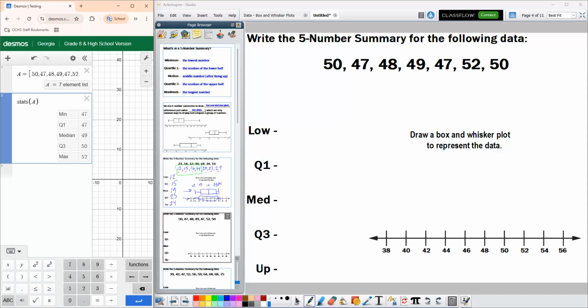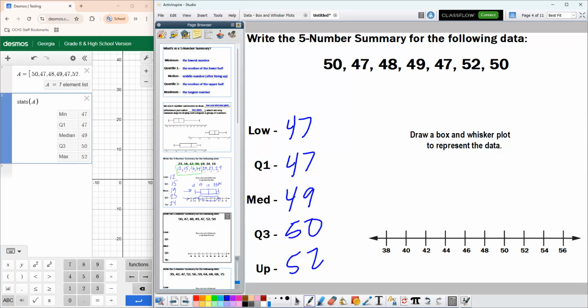So I'm just going to go ahead and write that: 47, 47, 49, 50, and 52. Now, something's jumping off the page at me. 47 and 47. We'll talk about that here in just a second, okay?